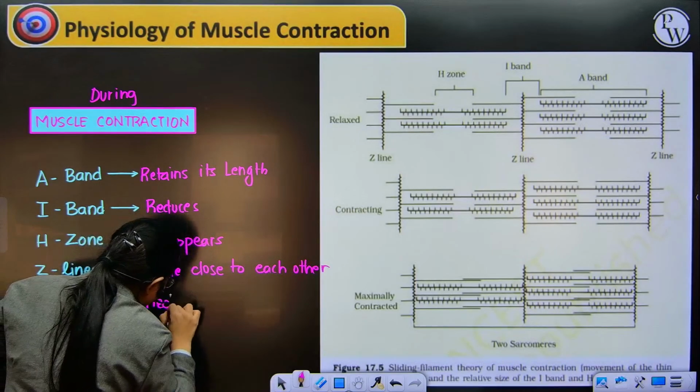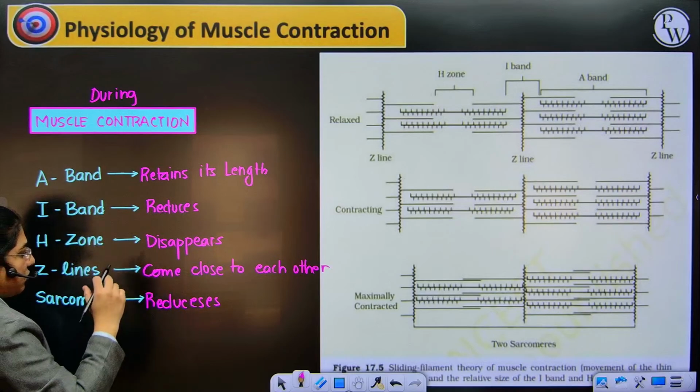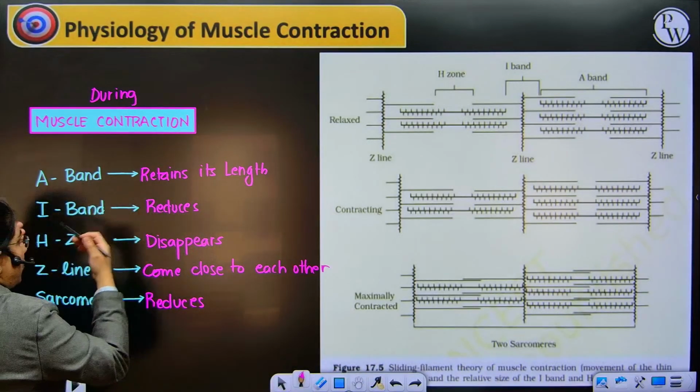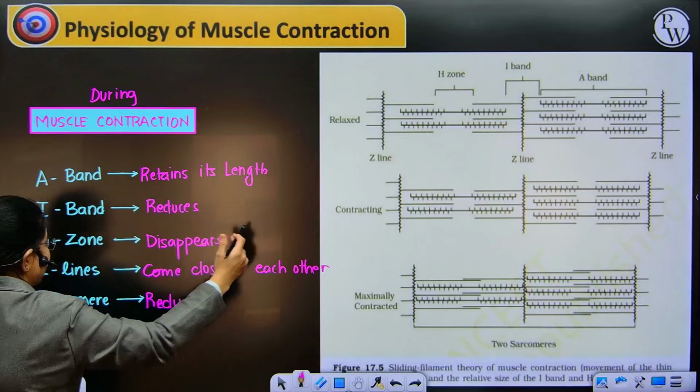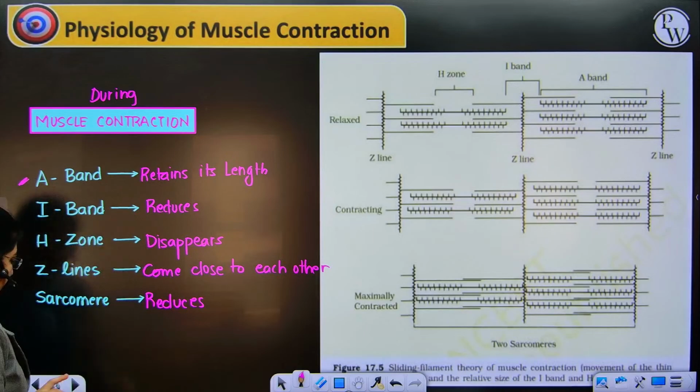Sarcomere reduces. So again, as I said, everything reduces. Sarcomere reduces. H zone disappears. I band reduces. Z lines come close to each other. A band is the only one that retains its length.